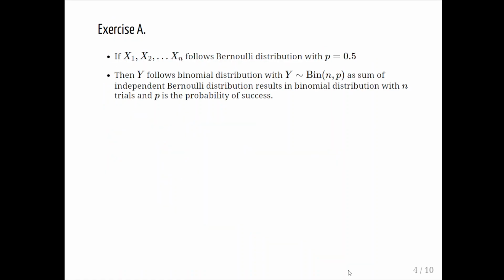Okay. So, if x1, x2, all the way up to xn follow a Bernoulli distribution with p equals 0.5, then y follows a binomial distribution. Y is a binomial with parameters n and p. n is the number of trials, and p is the probability of success. That is, the sum of independent Bernoulli trials results in a binomial distribution, with n trials and p equal to the probability of success. Okay, so it's a binomial distribution.